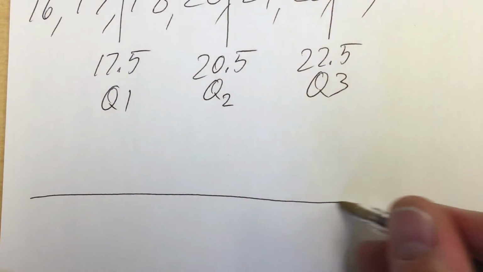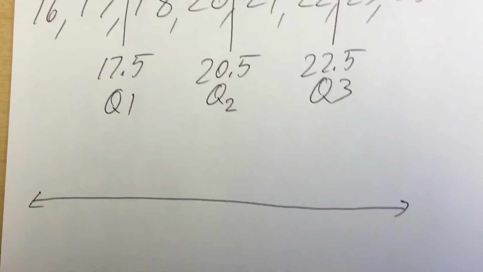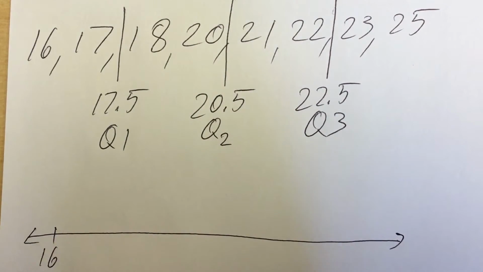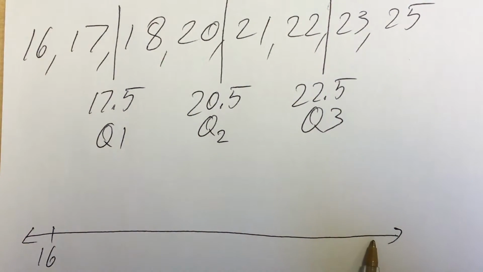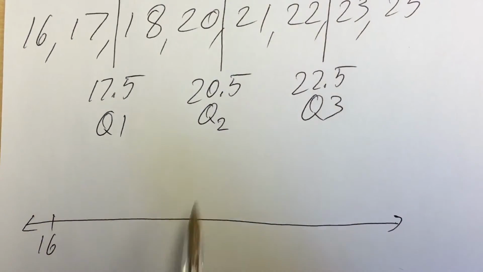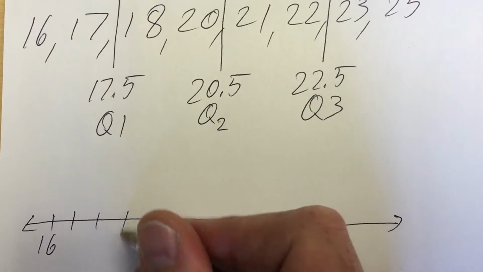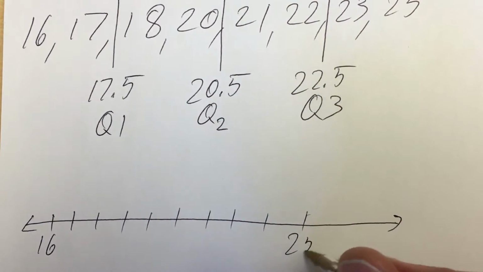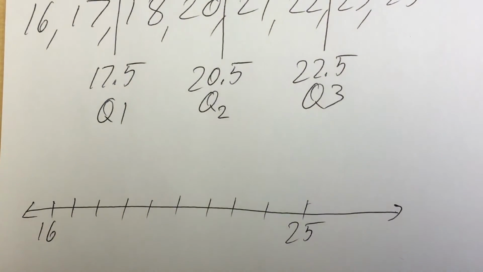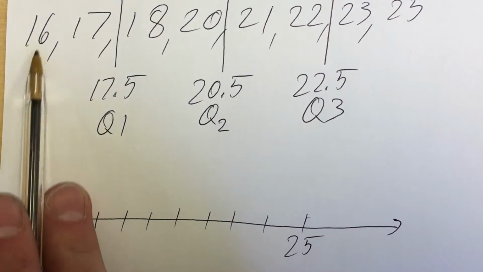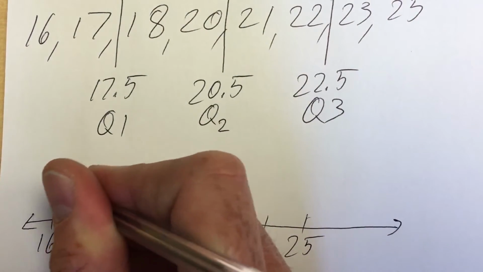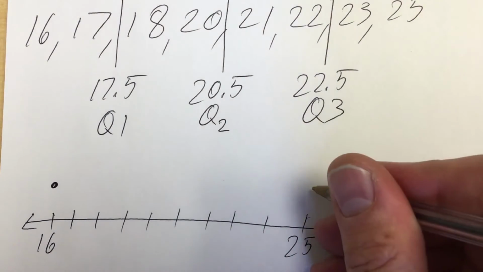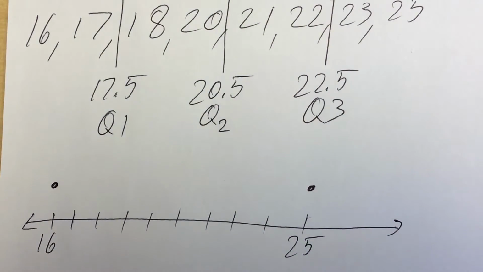Drawing a number line first. We need the smallest value to be 16 and the greatest number to be 25. So if we start at 16 and count up to 25, that will make sure our box-and-whisker plot will fit on the graph. Graphing our points, our minimum value, 16, is represented by a single data point. Our maximum or greatest value, 25, is represented by a single data point.